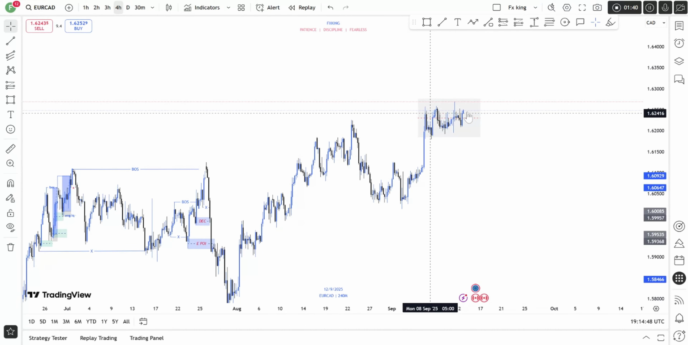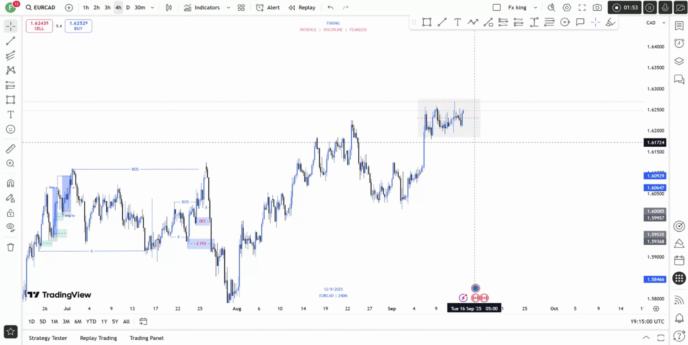Now, the trade I gave you was concentrated on this zone. You might see that this is a lot of choppy price action, but in the grand scheme of things, this is nothing.